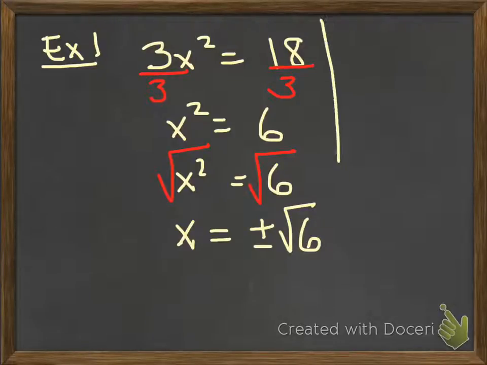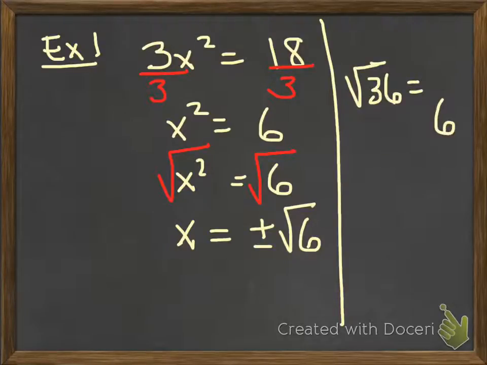The reason there are two is because if I take the square root of 36, the answer can be 6, because 6 times 6 is 36. Or it can be negative 6, because negative 6 times negative 6 is also 36. So you write that plus or minus 6. Okay?